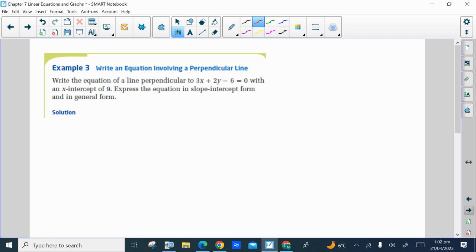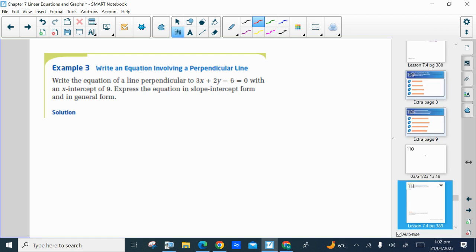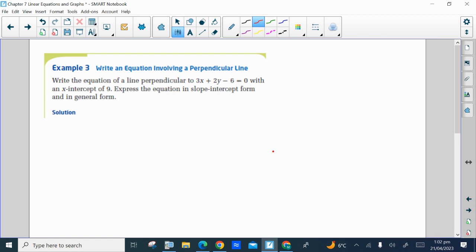Let's skip and go to page number 111. We want to write the equation of the line perpendicular to 3x plus 2y minus 6 equals 0, and having an x-intercept of 9, which means it goes through the point (9, 0). The x-intercept, remember, is where y is 0.